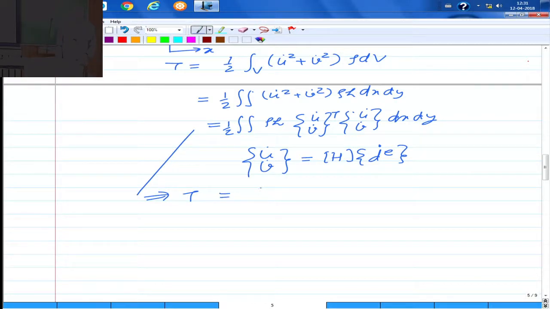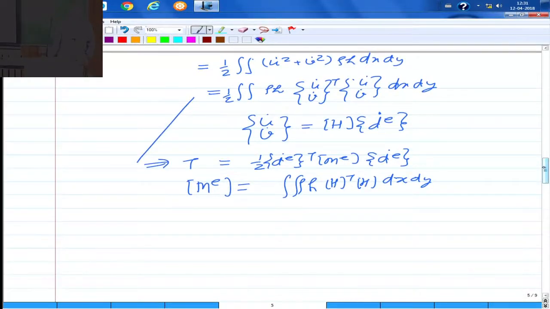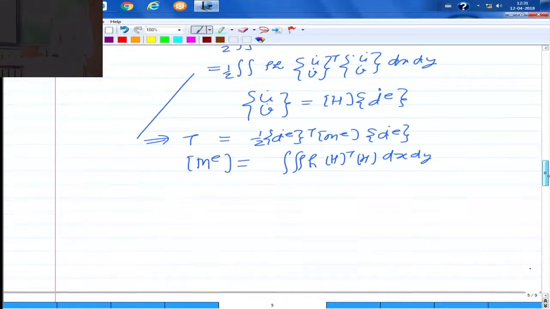So you will see again this is half of dE dot transpose into ME, the element level mass matrix, into dE dot, where now this element level mass matrix ME would be the integration of rho into H transpose into H into dx dy. And since this is isoparametric formulation, H is going to be in terms of xi and eta, the natural coordinates.